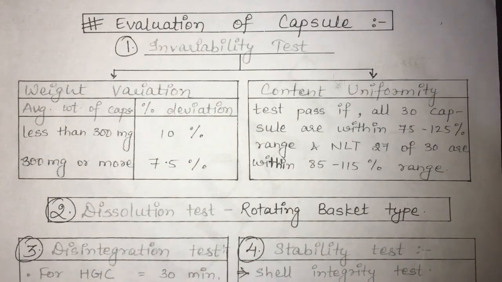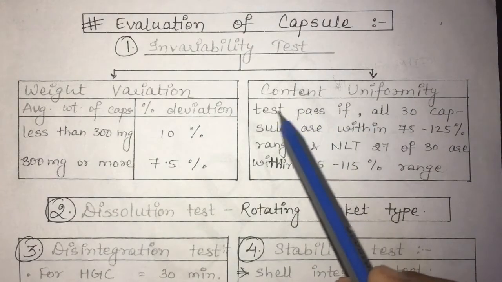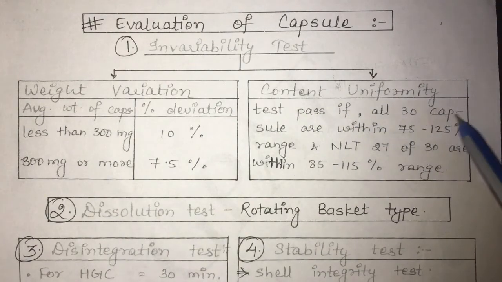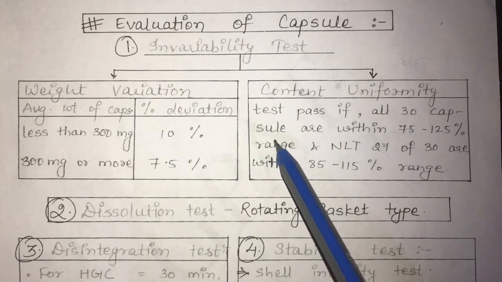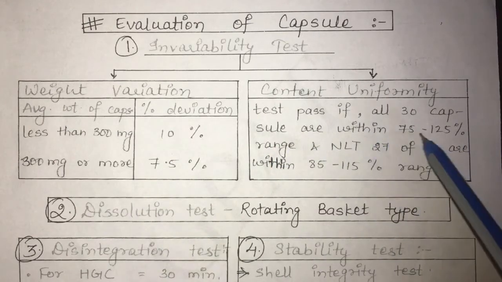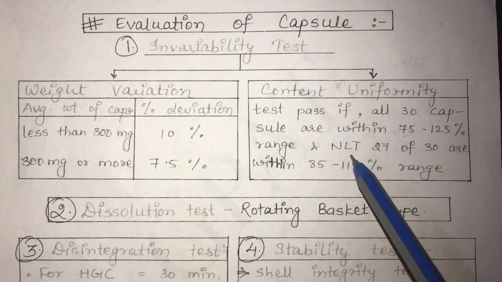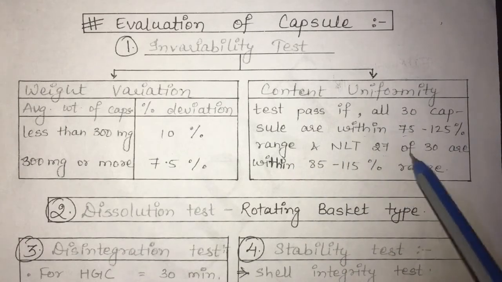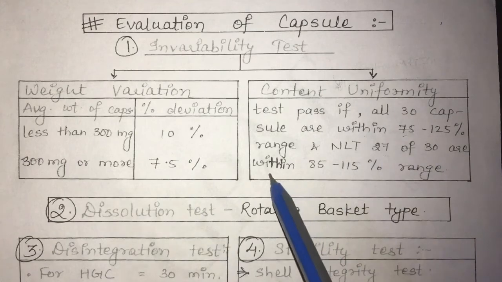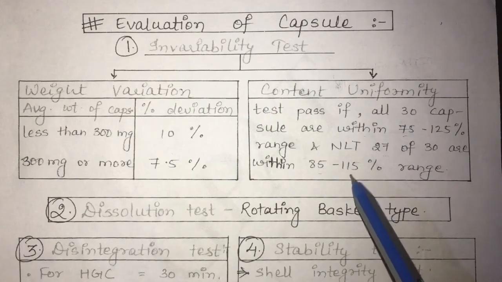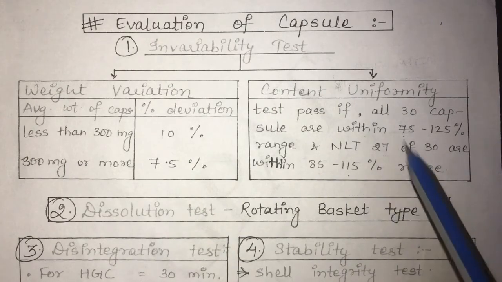Content uniformity. The test passes if all 30 capsules are within the 75 to 125% range and not less than 27 of the 30 are within the 85 to 115% range.